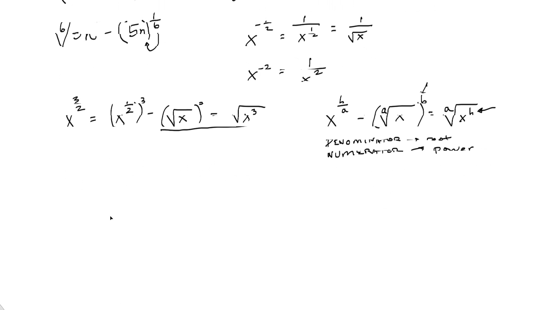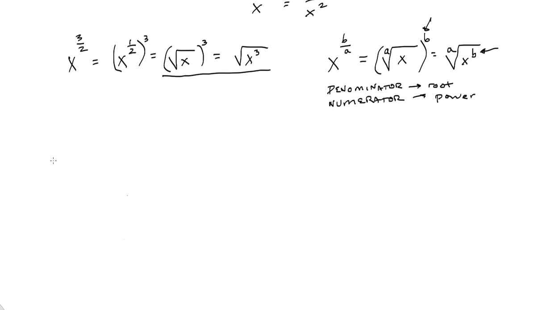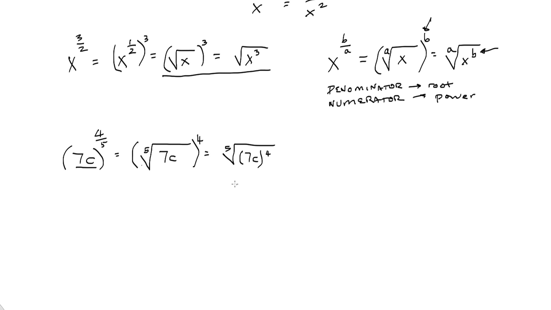Let's do a couple more problems, and then we'll be all done with this topic. All right, so what if I have 7c to the 4/5 power? Okay, the denominator is our root, that's 5, the 5th root of 7c, and I'm going to put all of 7c inside the radical, excuse me, because it's all in parentheses there. And then we're going to raise that entire thing to the 4th power. Or we can write it, and you'll see it written either way, the 5th root of 7c to the 4th. Okay?